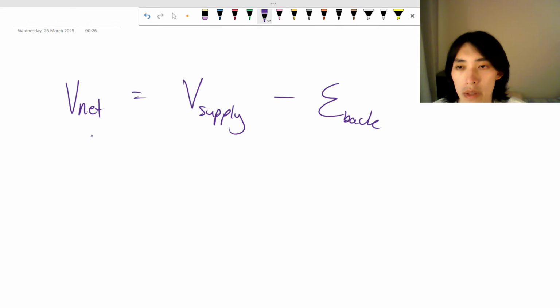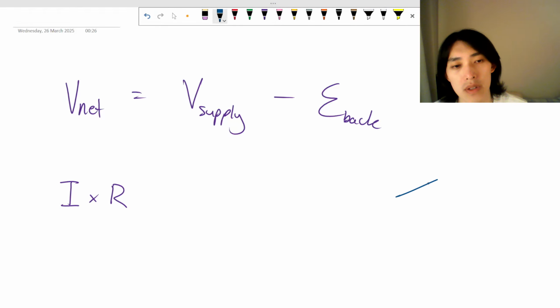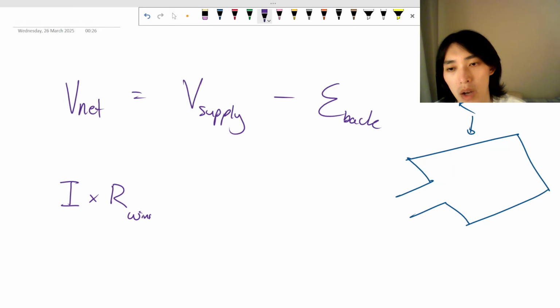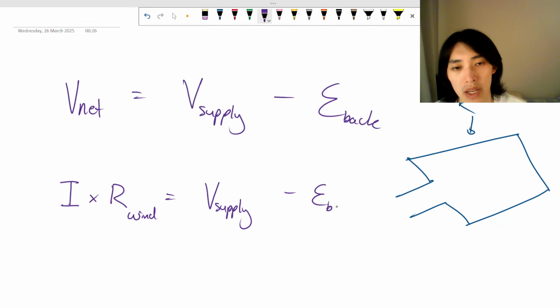So we know that the net voltage becomes our net current, or just our current, times the resistance. Now, what is this the resistance of? It is the resistance of our armature windings, right? So we can write this as I times R windings is equal to our V supply minus our back EMF, okay?